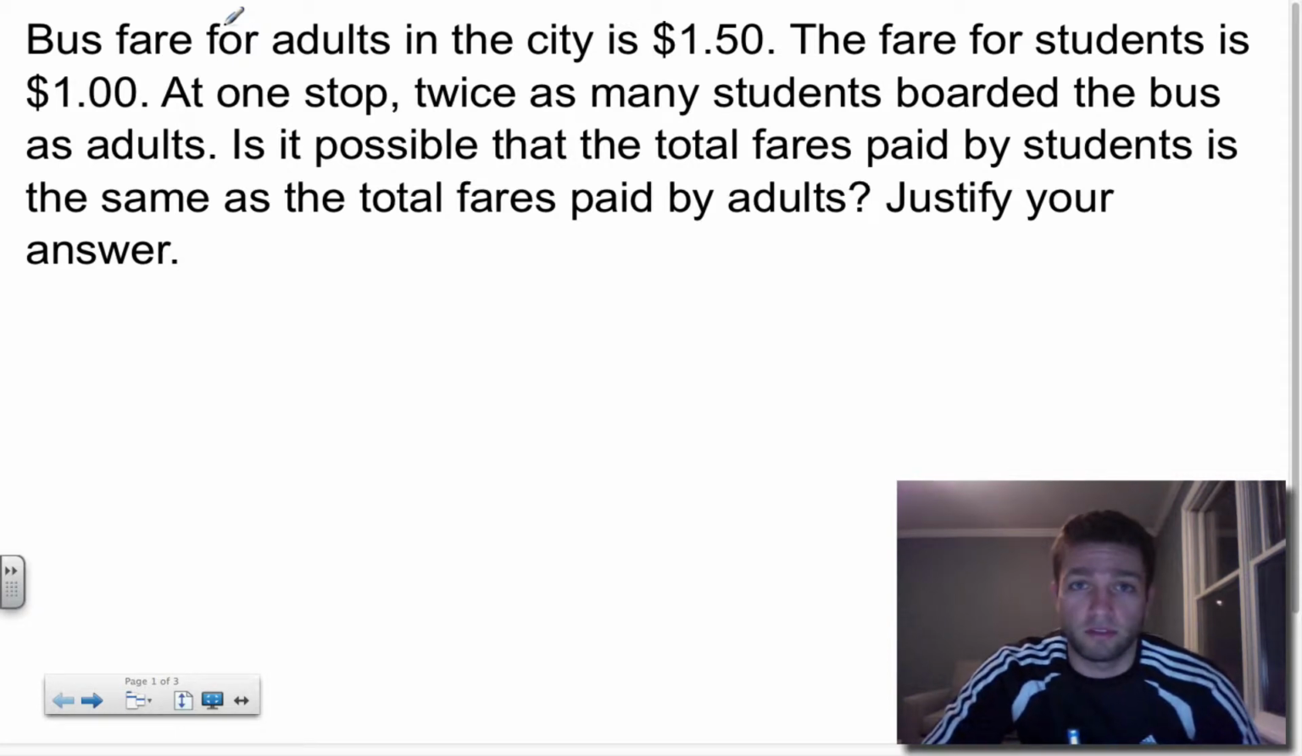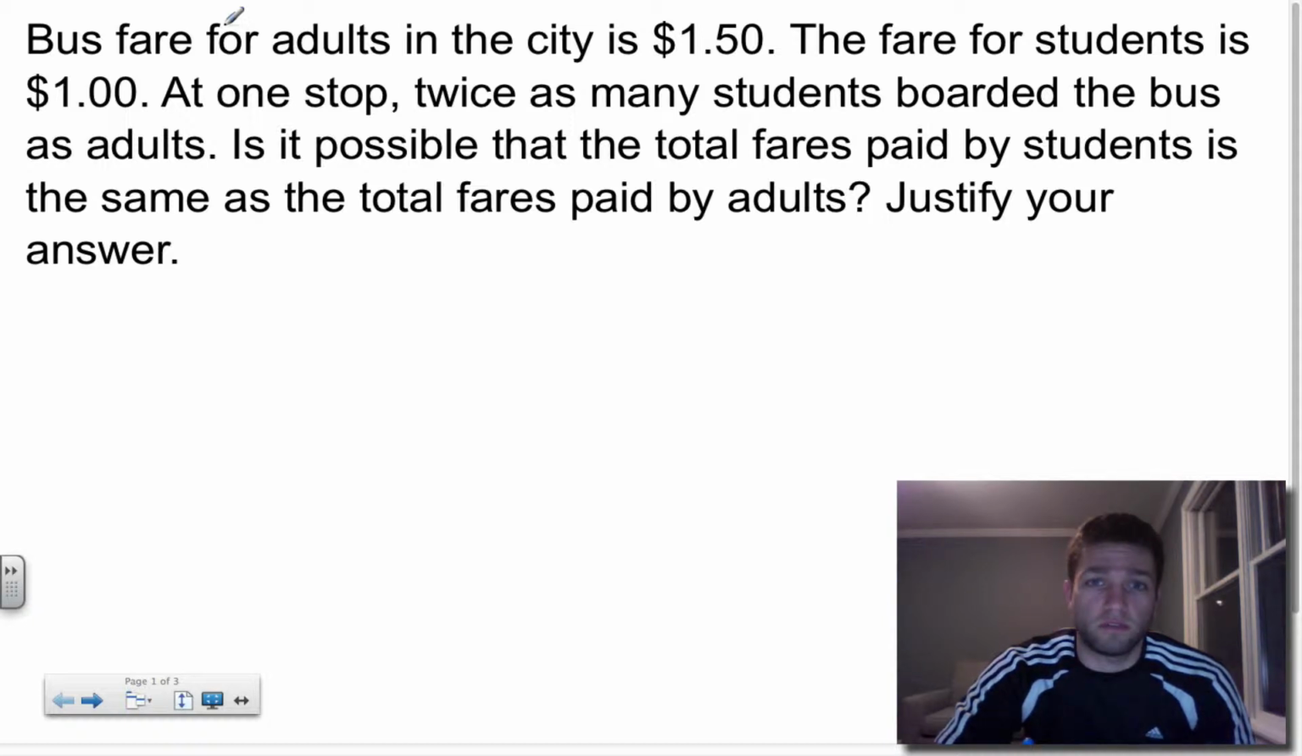But the problem, for those who weren't in class, says: bus fare for adults in the city is $1.50, the fare for students is $1. At one stop, twice as many students boarded the bus as adults. Is it possible that the total fares paid by students is the same as the total fares paid by adults?